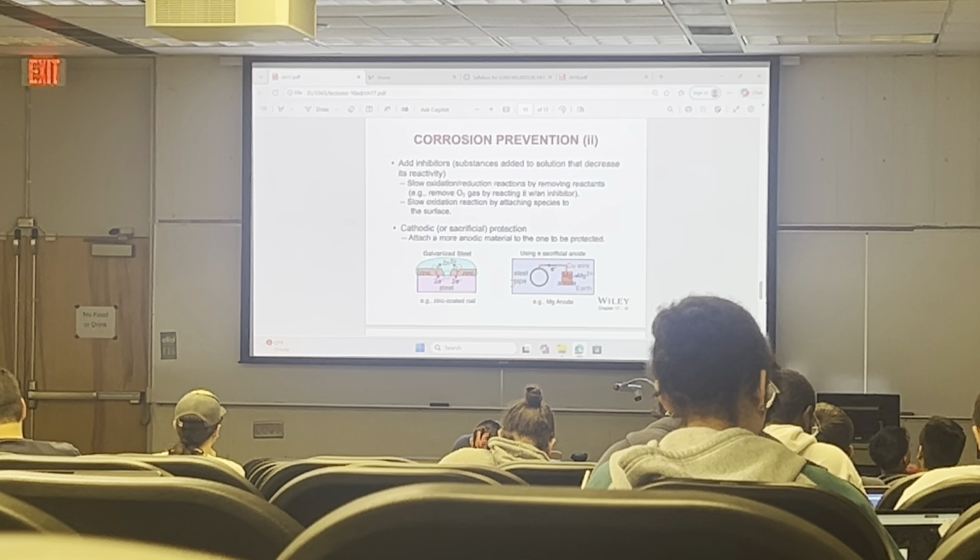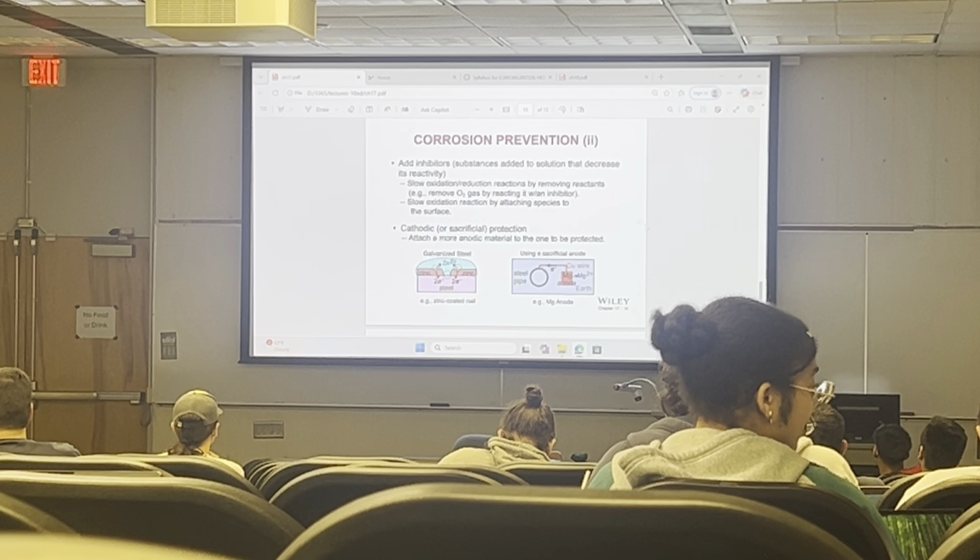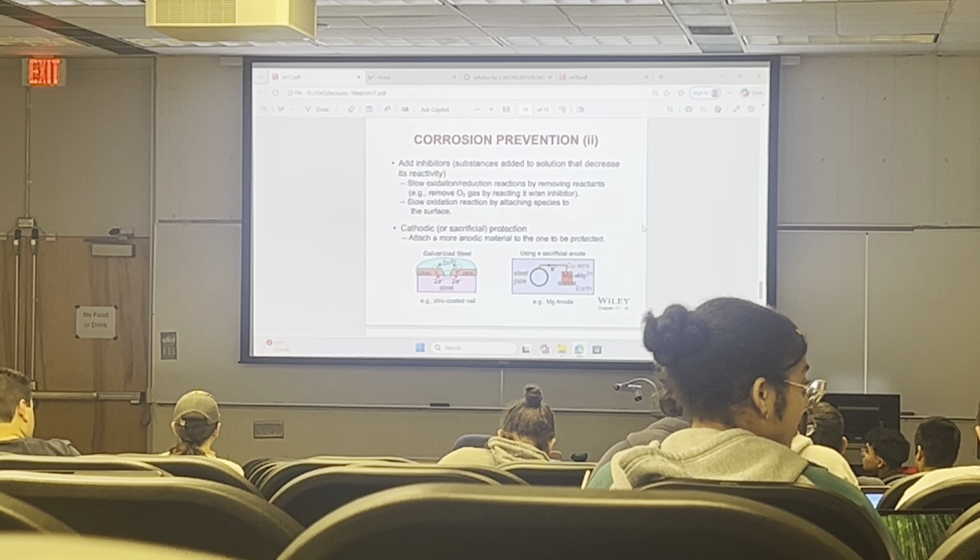Another way is to put an inhibitor. It's added to the solution to decrease reactivity.